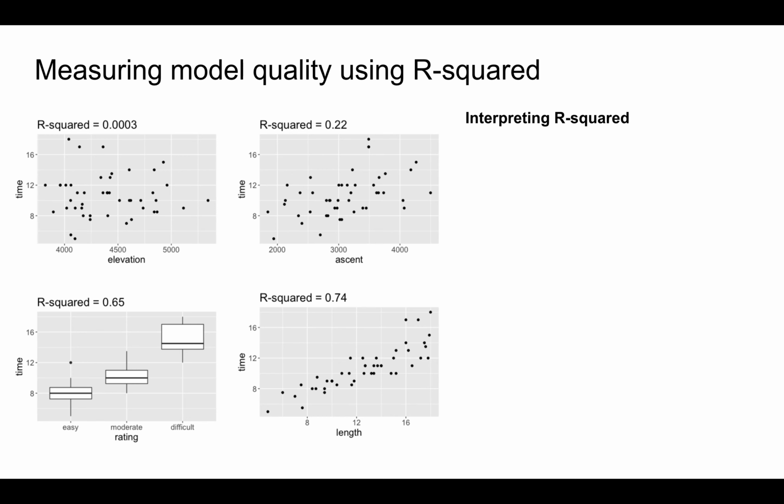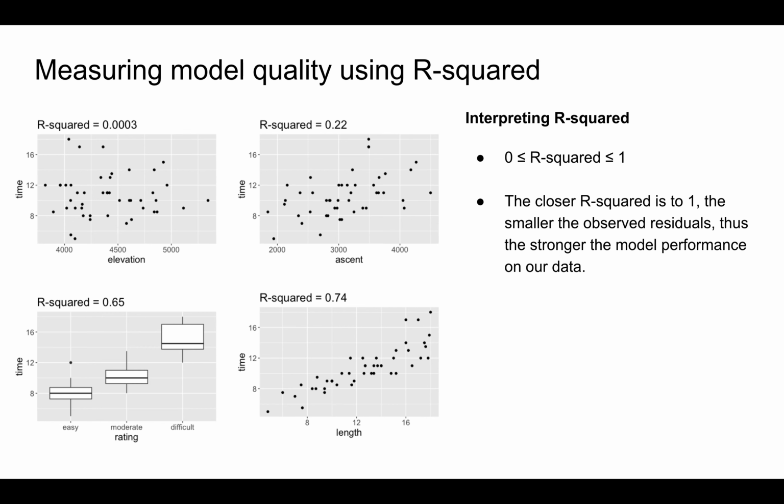This range of R-squared values reflects the fact that R-squared must always take on values between 0 and 1. At one extreme, we see that the closer R-squared is to 0, as with elevation, the greater the observed residuals and the weaker the model. At the other extreme, the closer R-squared is to 1, as with the length of a hike, the smaller the observed residuals and the stronger the model. In fact, an R-squared value of exactly 1 would correspond to a perfect model for which every observed data point falls exactly on the trend.